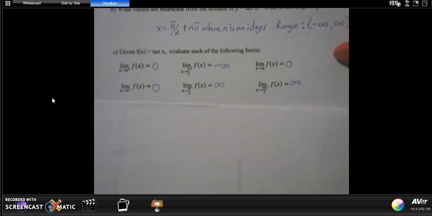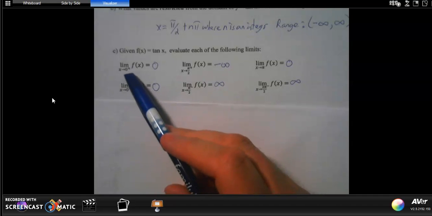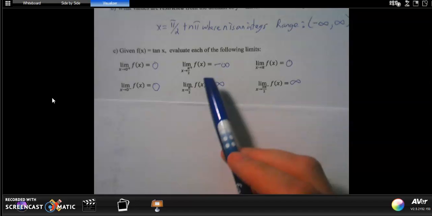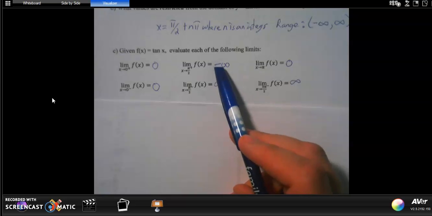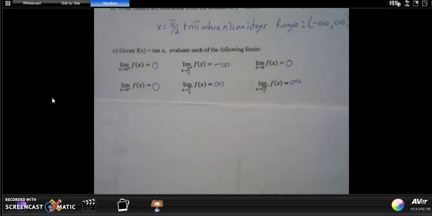And then when you look at the limit questions, as you approach the tangent curve from the right-hand side of 0, it goes to 0. So it goes right through that point, 0, 0. And then as you approach pi over 2, or 90 degrees from the right-hand side, it's getting lower and lower, closer to that vertical asymptote, and gets to negative infinity. And then you can look at the rest of the answers there.